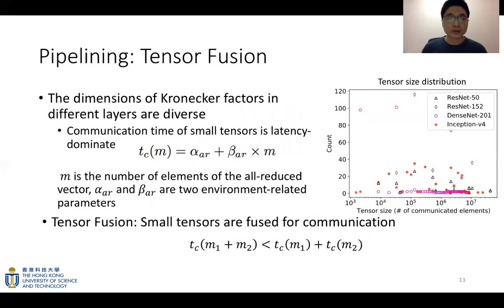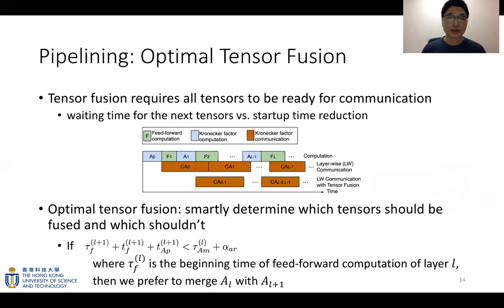When we utilize the pipelining technique, we also need to address the latency problem of small tensors with tensor fusion. So we use the tensor fusion technique to reduce the communication overhead of latency-sensitive small tensors. And we utilize the optimal tensor fusion solution by determining which tensors should be fused, while the other tensors should not be fused, to achieve a better iteration time.